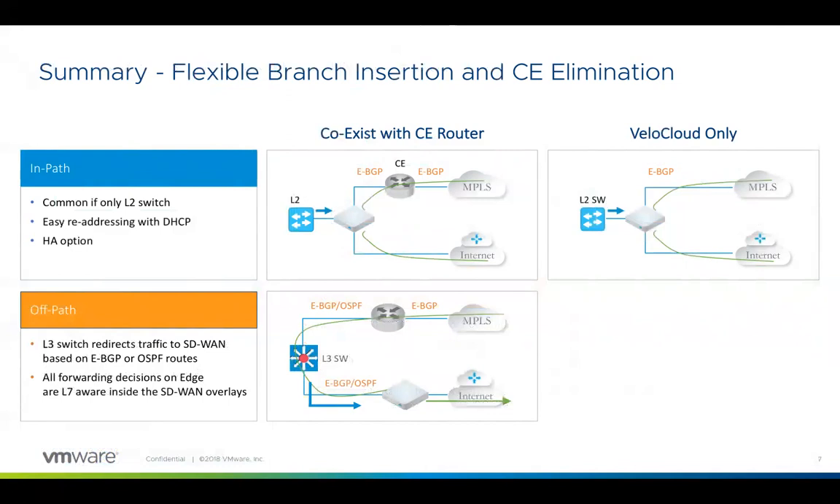And you have a choice of either running, actually only in this in-path option, you have a choice of either running a routing protocol or not with the CE device. If you don't run a routing protocol, then MPLS would just simply become a transit for the overlay tunnel.